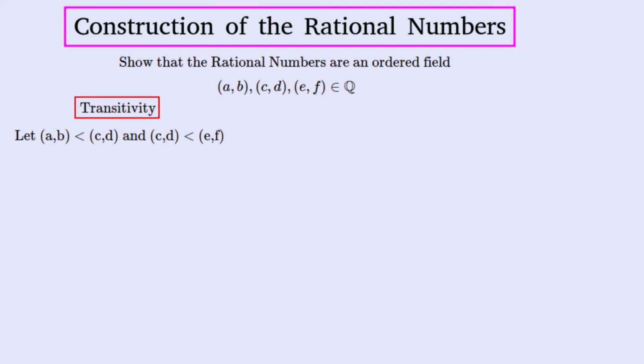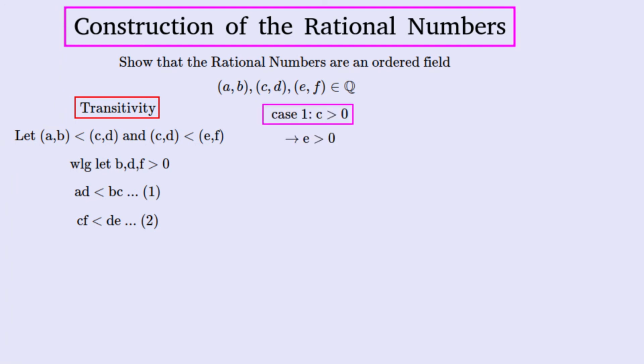Now the final axiom to prove is transitivity, which is the longest to prove, so that's why I left it until last. We'll set all of the denominators to be positive and use the definitions to get these integer equations. We'll look at all three cases separately. Looking at the case when C is positive, then E must be positive, because EF must be positive to be greater than CD. We can then multiply both sides of the equation by a positive number, resulting in this equation, and then we can use the definition to get equation 3.